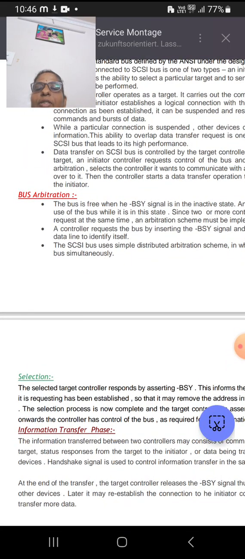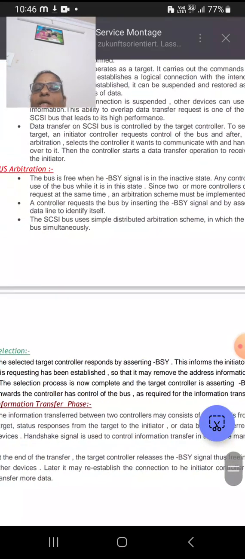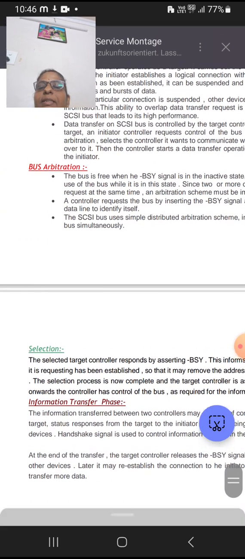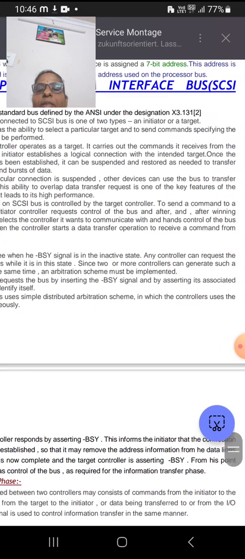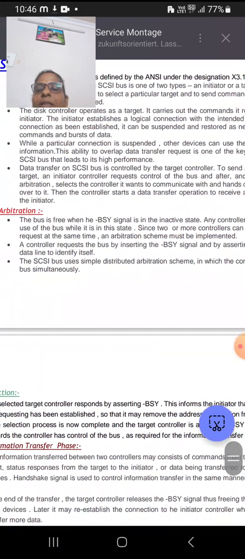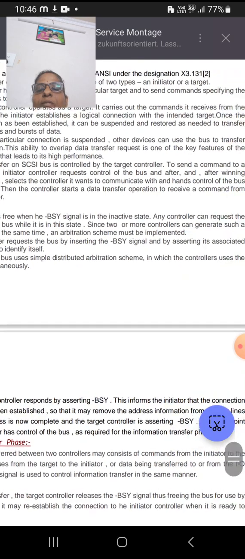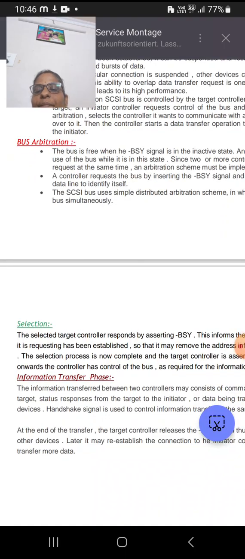Then bus arbitration: a controller can request use of the bus while it is free. Two or more controllers can generate such a request on the same line. So a controller requesting the bus asserts the busy signal and identifies itself by placing its identifier on the data lines. SCSI uses a simple distributed arbitration scheme in which the controllers use the bus simultaneously.